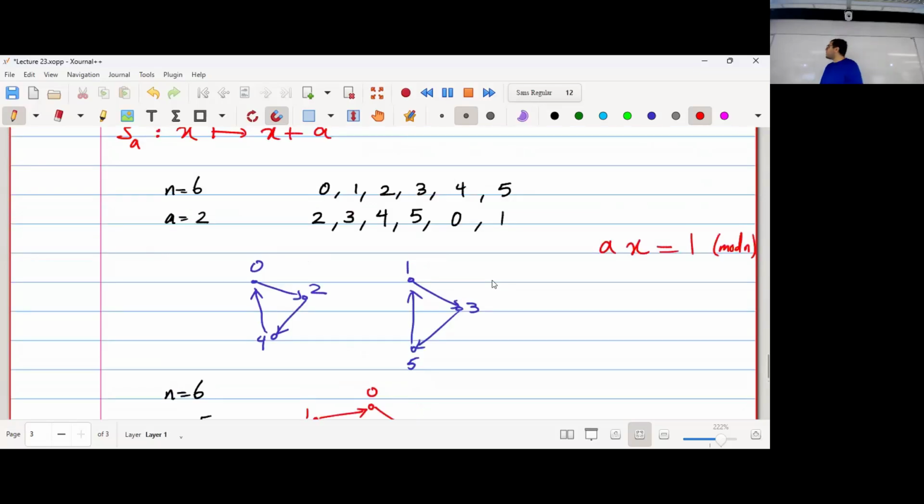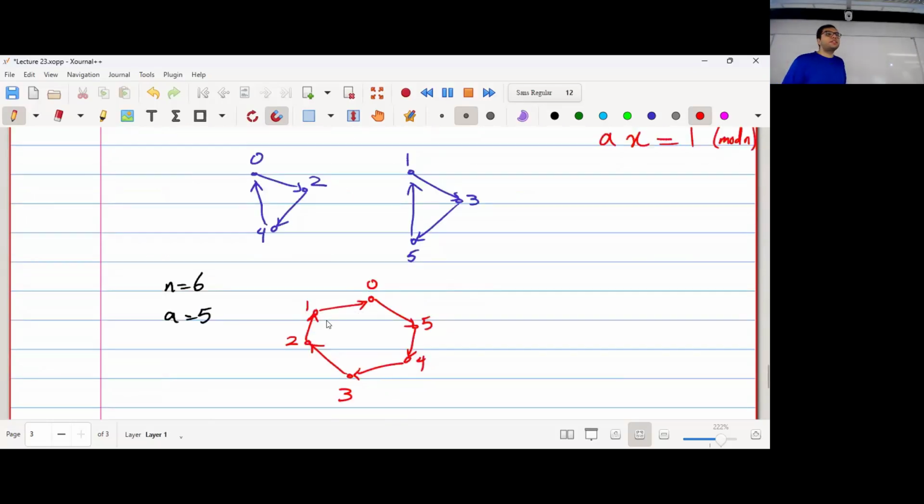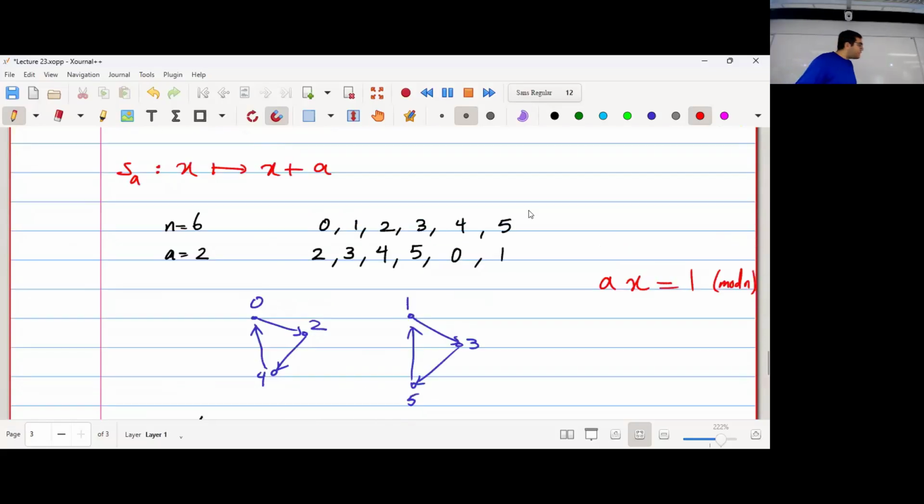Now, what we want to figure out is, when do we get this situation? When do we get the situation where 0 and 1 are in the same cycle? Okay. So first of all, I want to claim that all of my cycles are going to have the same size. Why is that the case?